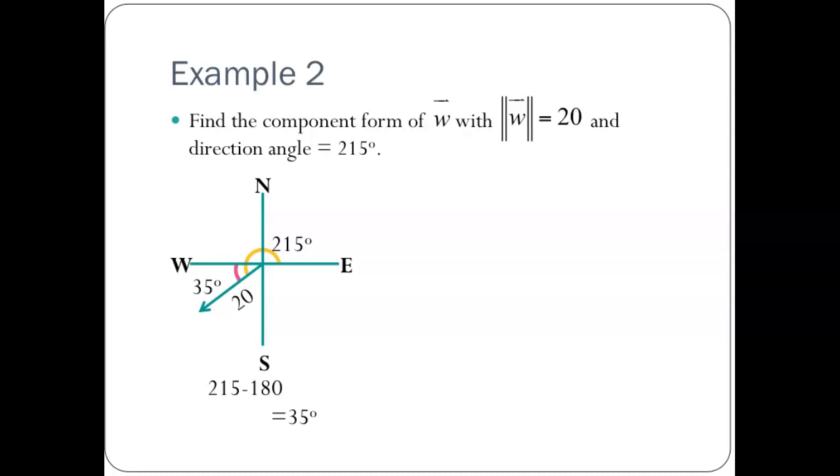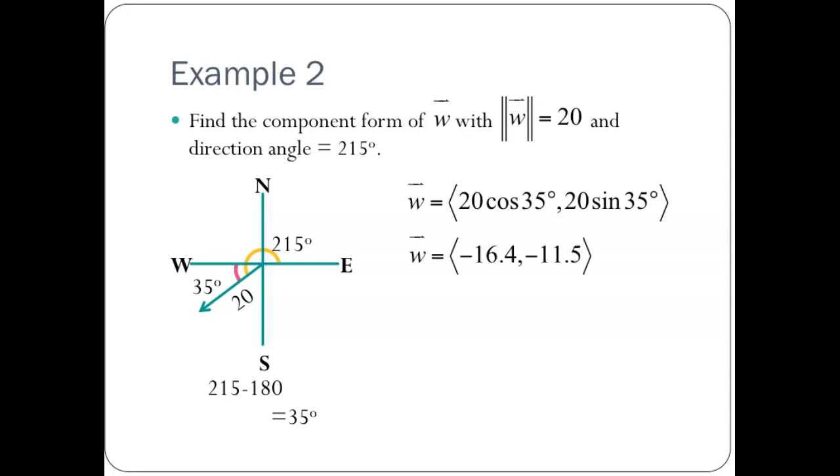So now we have the reference angle, we have the magnitude. Now we can go ahead and plug into that formula. So vector w has components x, 20 cosine 35, and y, which is 20 sine of 35. And then just take into account, well, which quadrant am I in? I'm in the third quadrant, which must mean that both my x and my y components will be negative. So that'll be negative 16.4, negative 11.5.